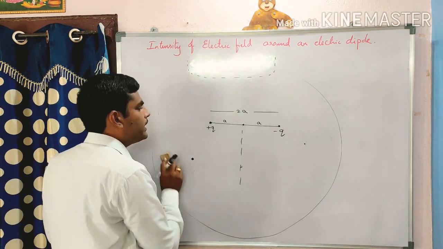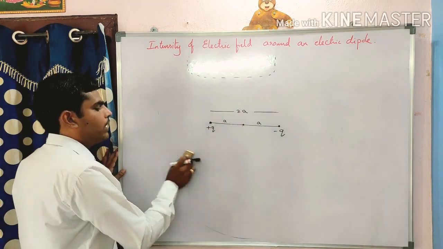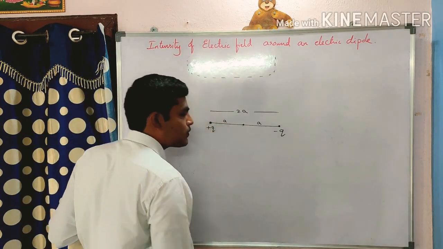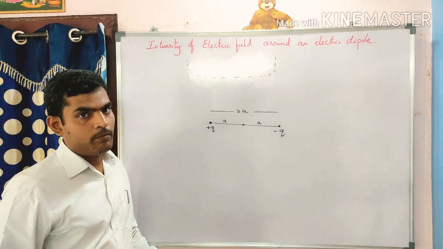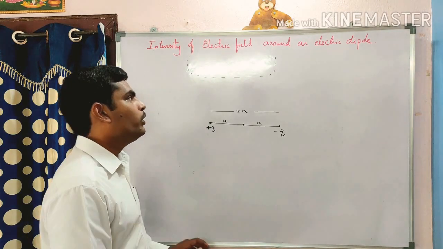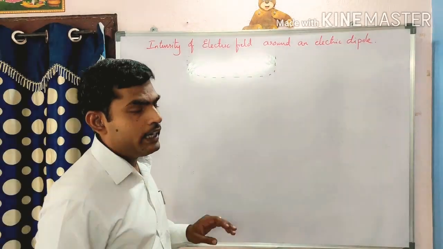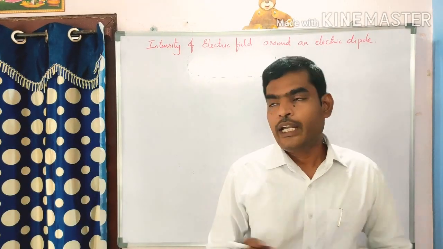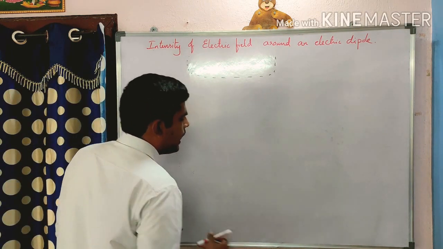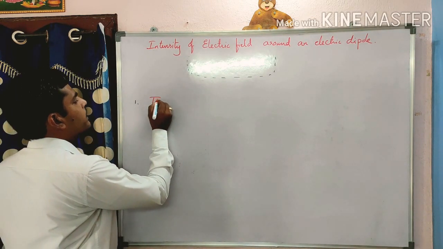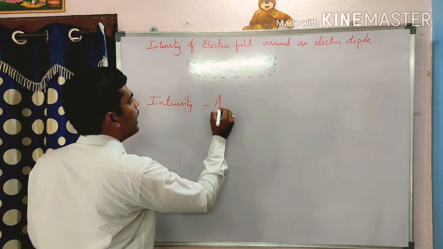To study the intensity of electric field, we'll take the reference of Coulomb's law, as well as the principle of superposition, as well as the parallelogram law from vectors. With the help of these three, we are going to find the intensity of electric field around an electric dipole. Here there are two major cases. Number one is the intensity of electric field on the axial line.